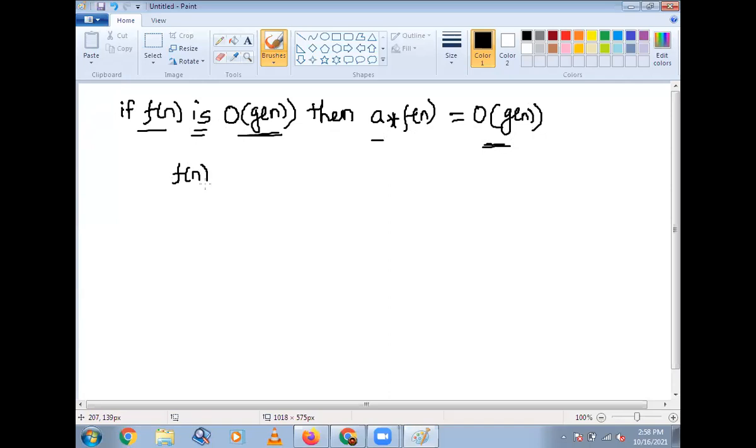If f of n is equal to 2n square plus 5, then here big OH of, what is the value here in the bracket? What is the value of g of n?